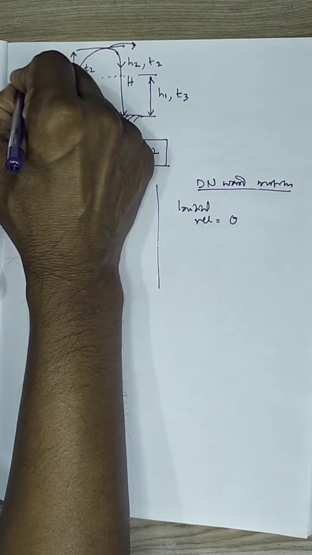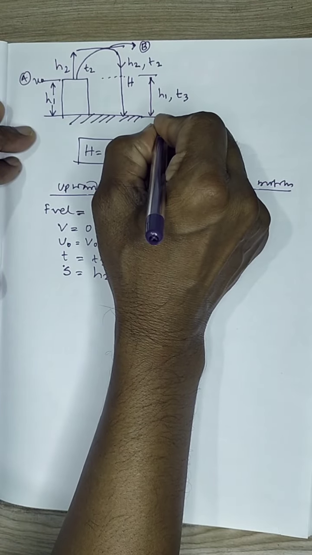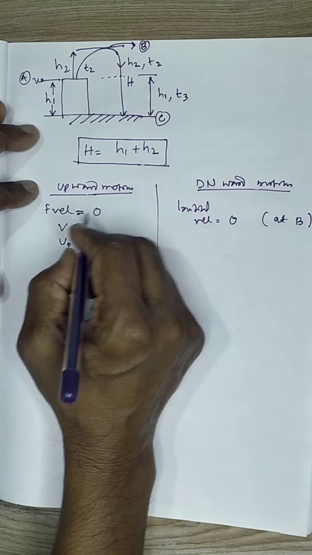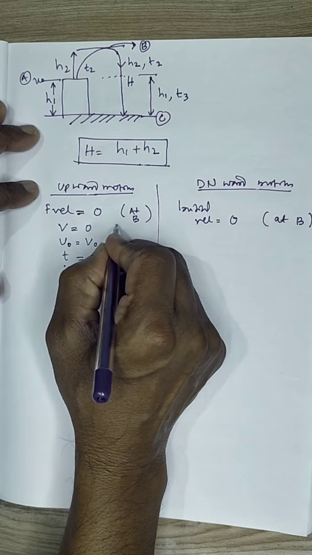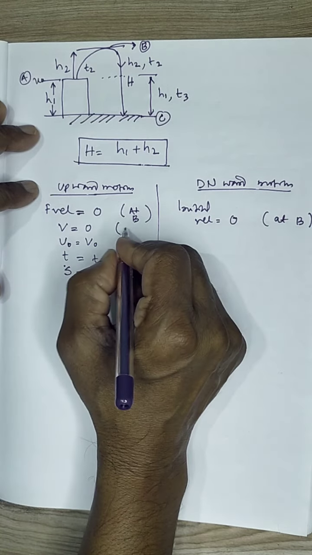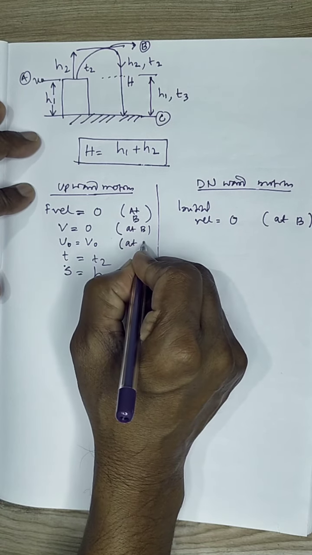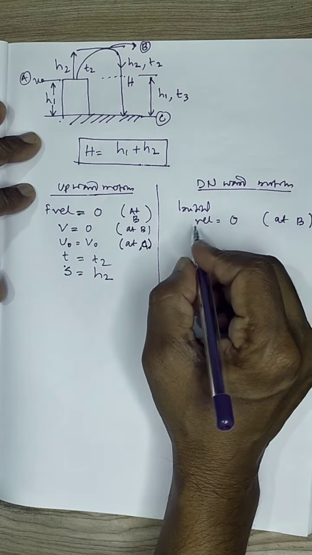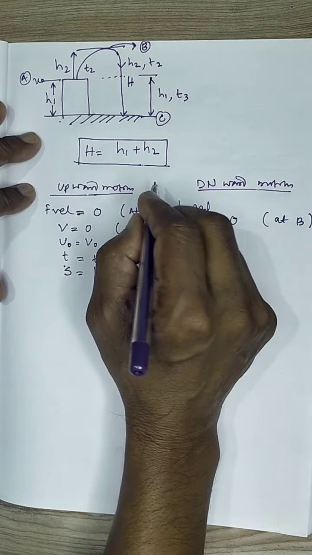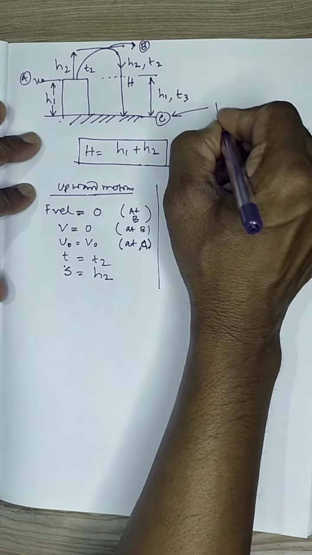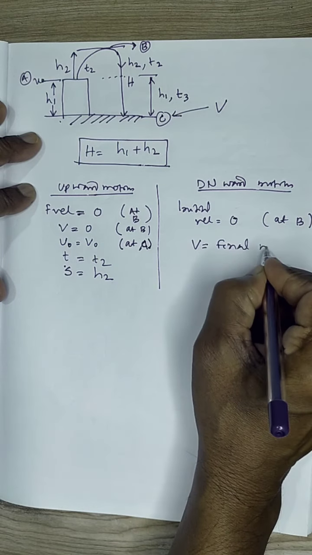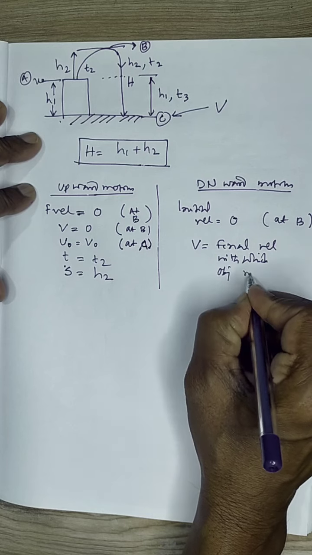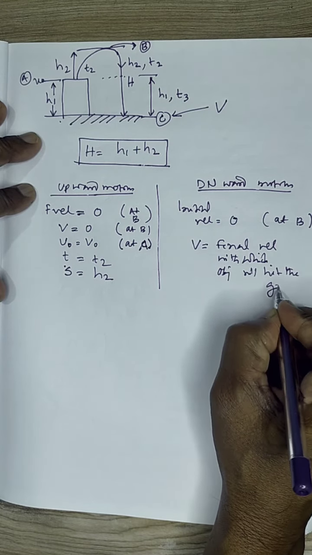The maximum height was at B and it hits the ground at C. This is the initial velocity, that is at B. During upward motion, the final velocity was at B, and the initial velocity was at A. During downward motion, initial velocity is 0, and the final velocity with which the object will hit the ground, let it be V.